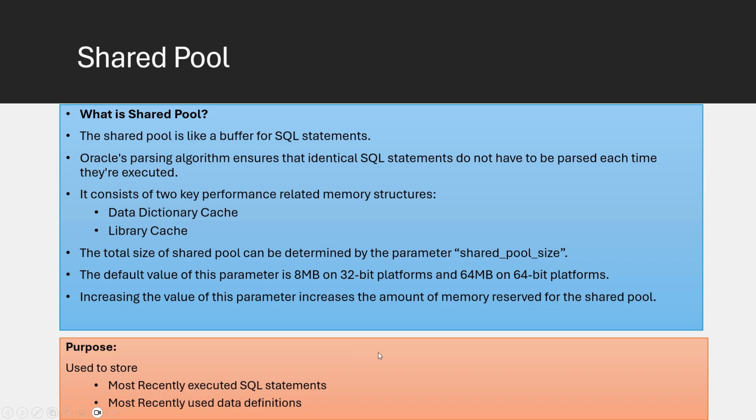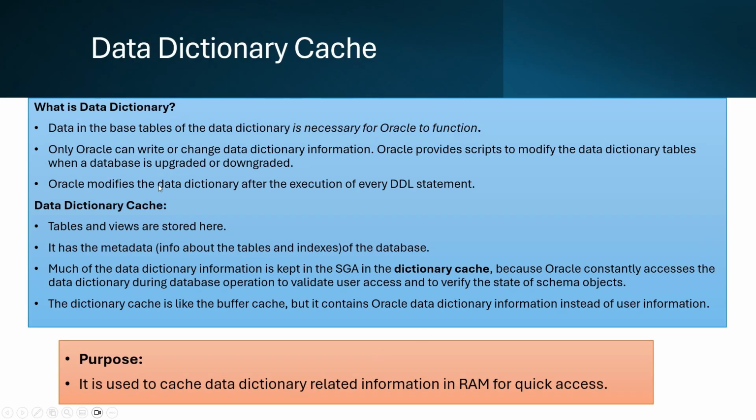Most recently used data definitions will also be stored in the shared pool. The shared pool is subdivided into two, right? What are the two components? One is the data dictionary cache, and the other is the library cache. So let's learn about the data dictionary. The data dictionary is one component within the shared pool. It holds the metadata of your objects.